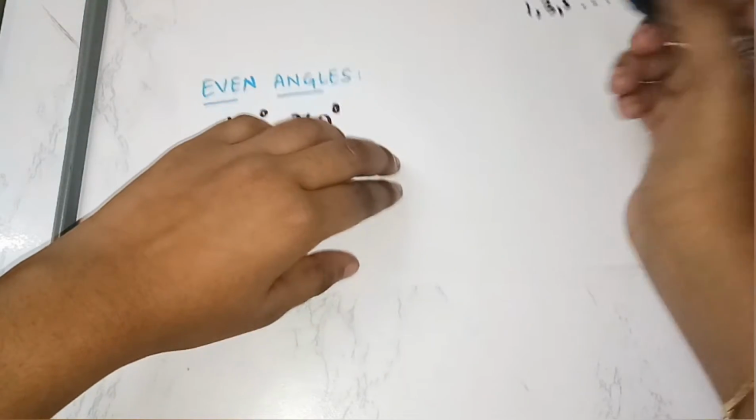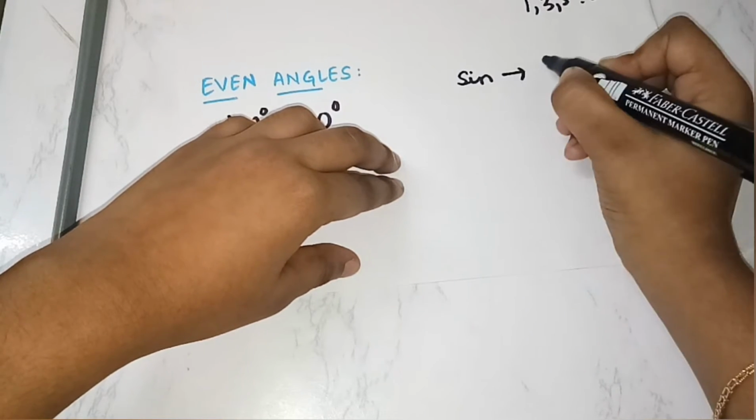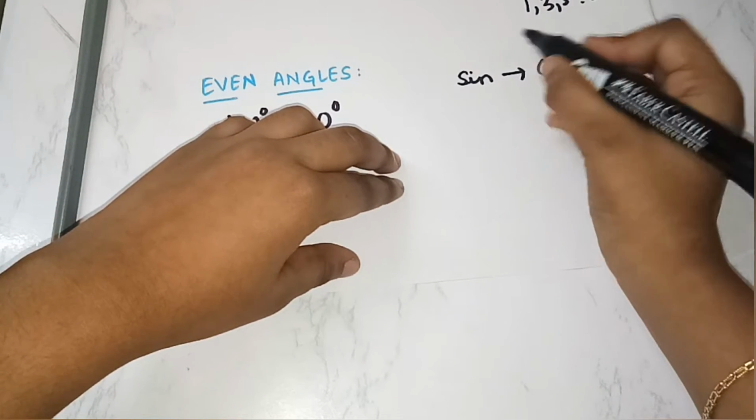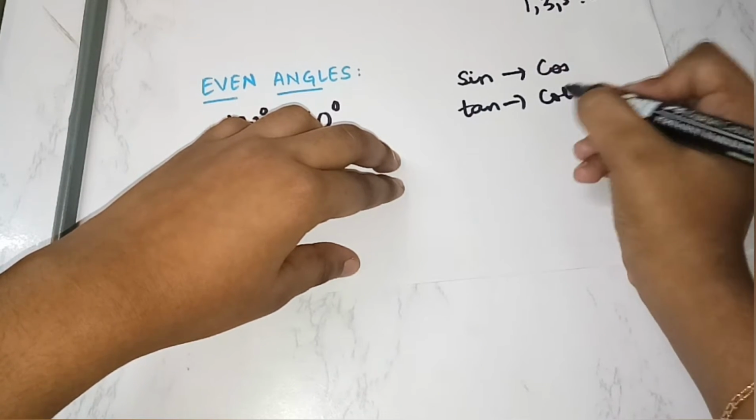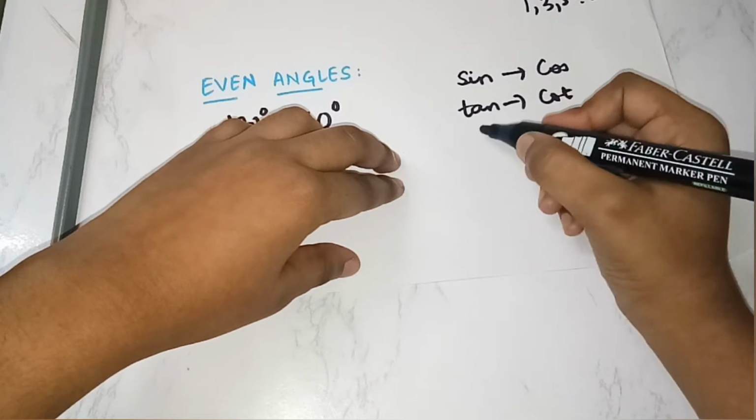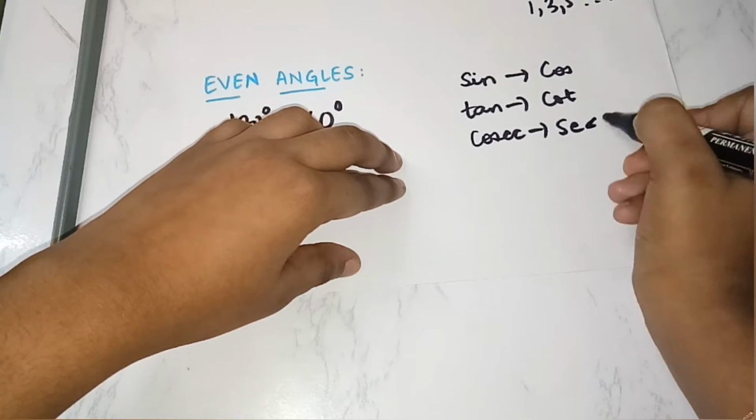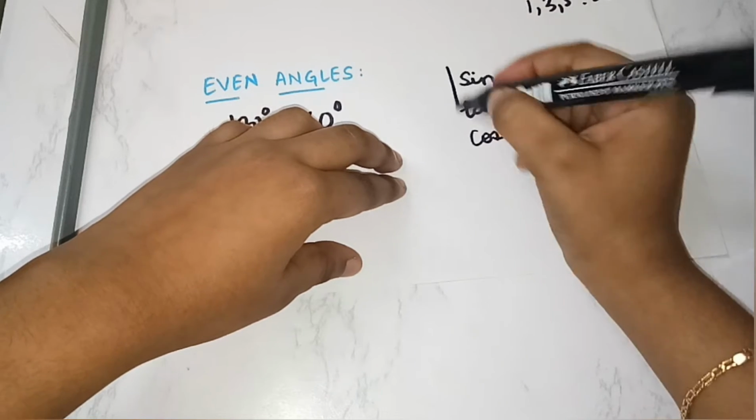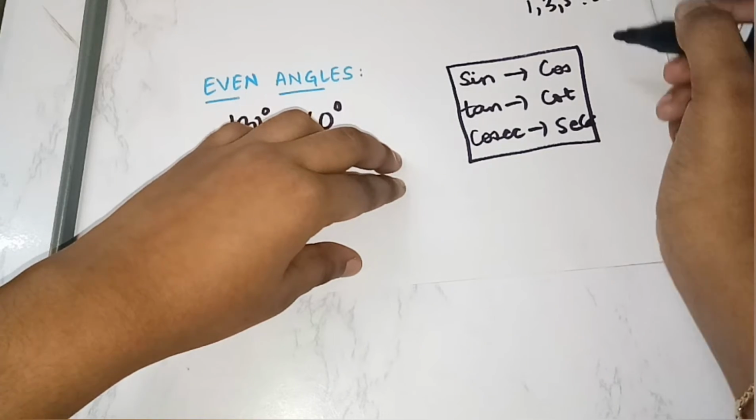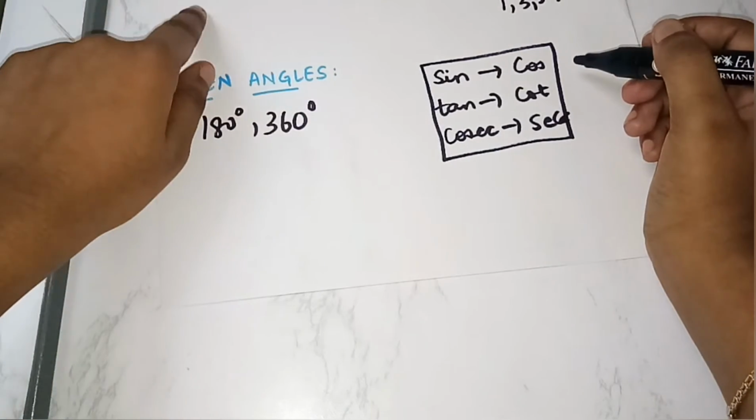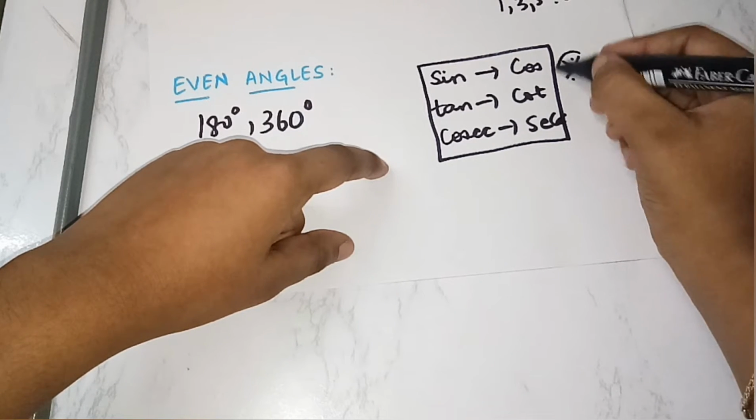For example, sine changes to cos and cos changes to sine. Similarly, tan changes to cot and cot changes to tan. Cosecant changes to secant and secant changes to cosecant. So this happens whenever we get an odd angle. So this is an important conversion which we need to remember.